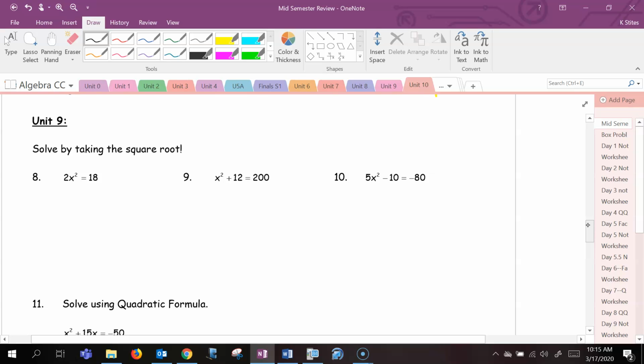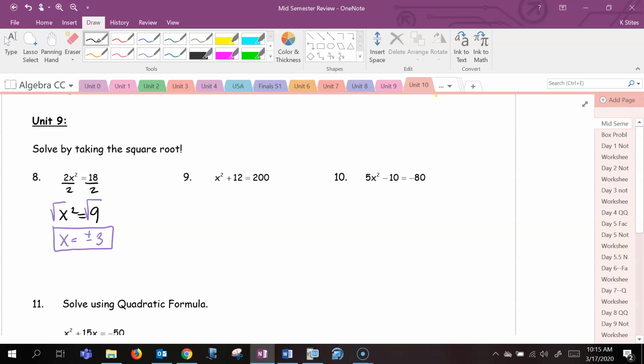So these are our types of problems that we need to remember are plus or minus. We'll start by getting the x squared by itself. So we'll divide by 2. And now that x squared is by itself, I can square root both sides. Square root of 9, that's a perfect square, plus or minus 3. Notice the root goes away because this is a perfect square.